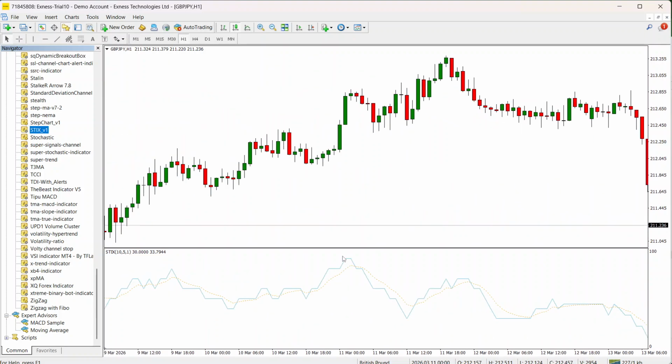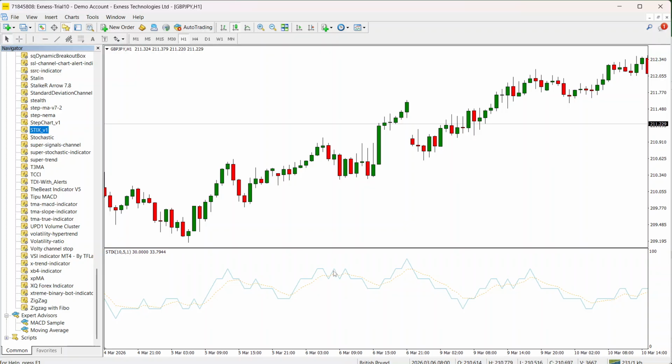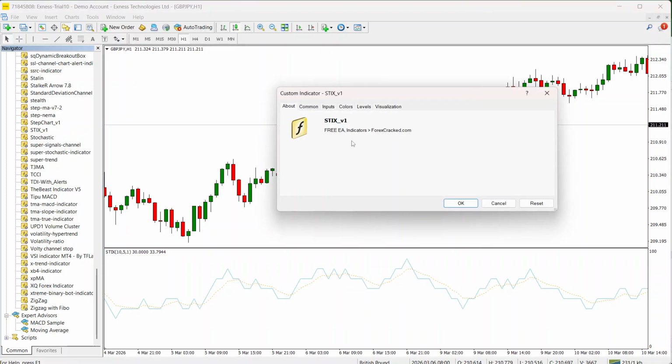As you can see here, reflecting the price movement on the main chart. Now let's move over to the settings.